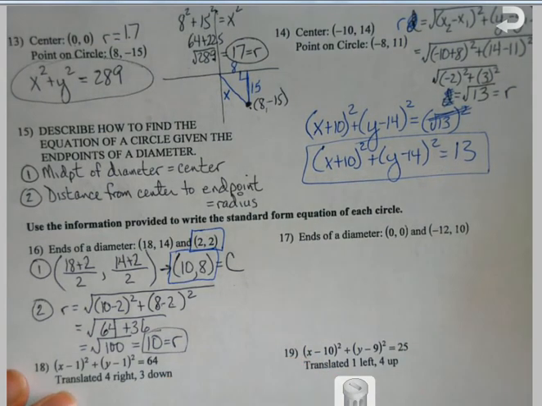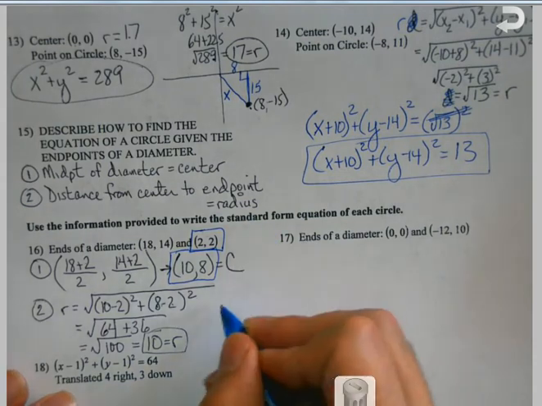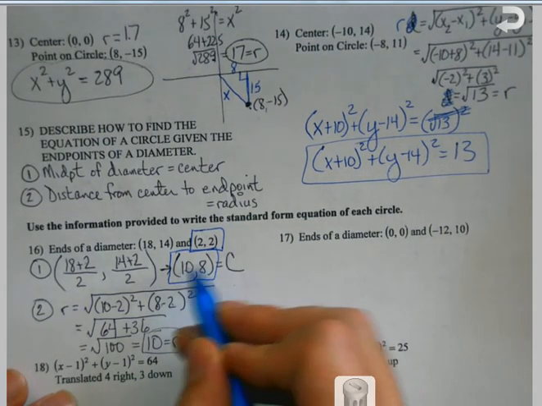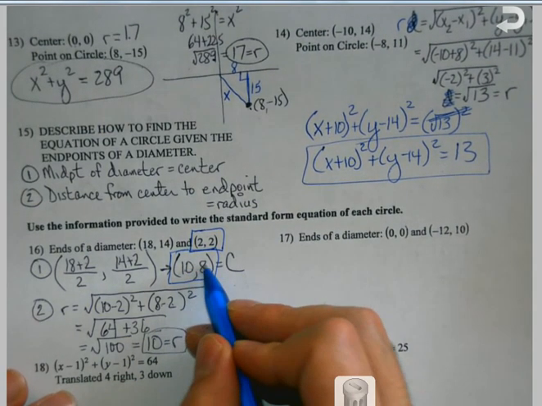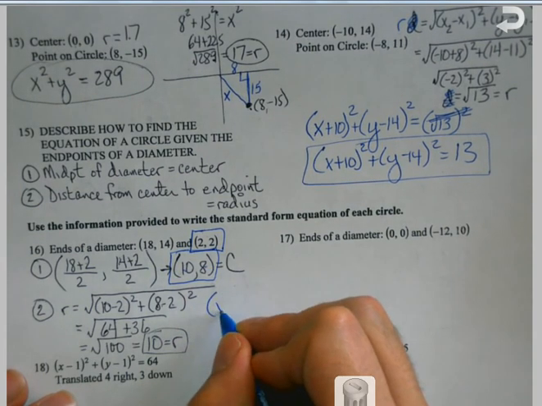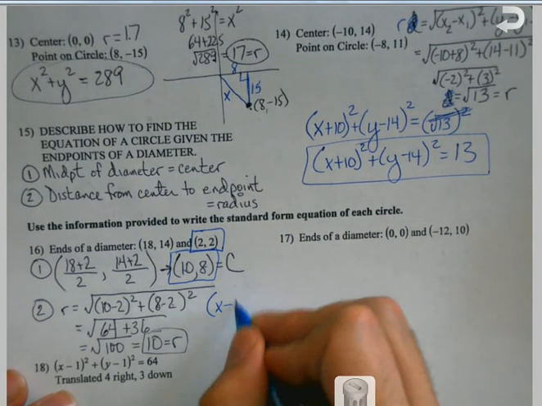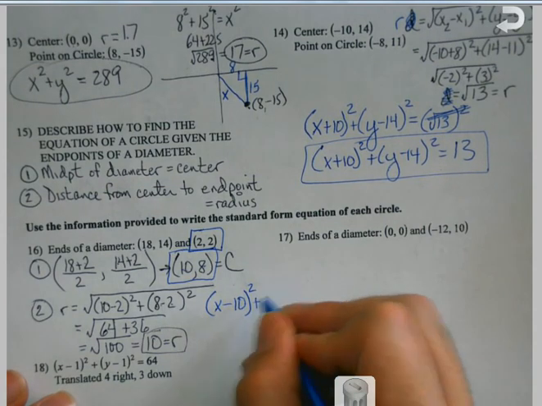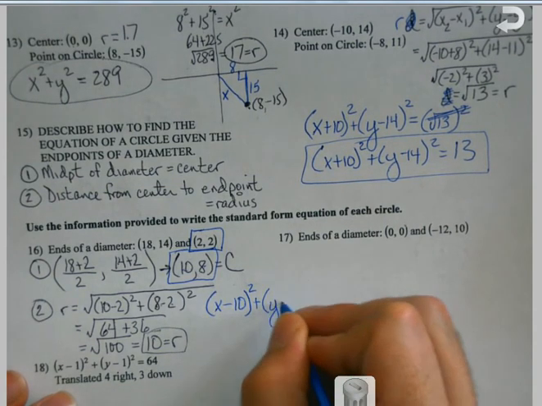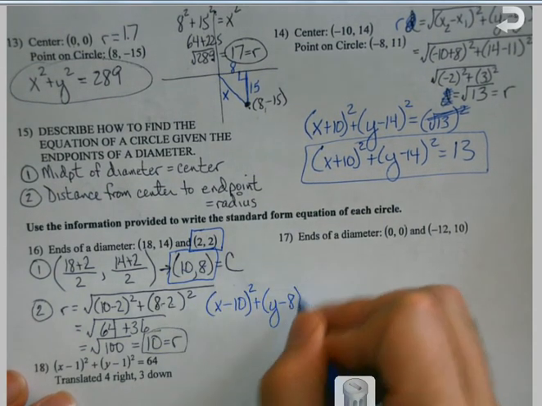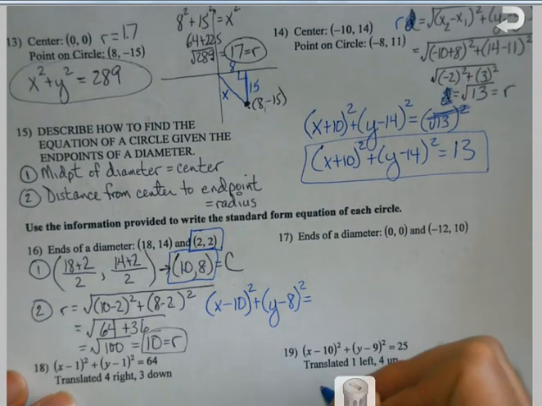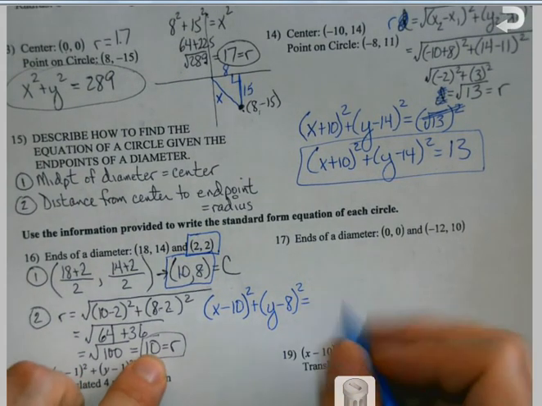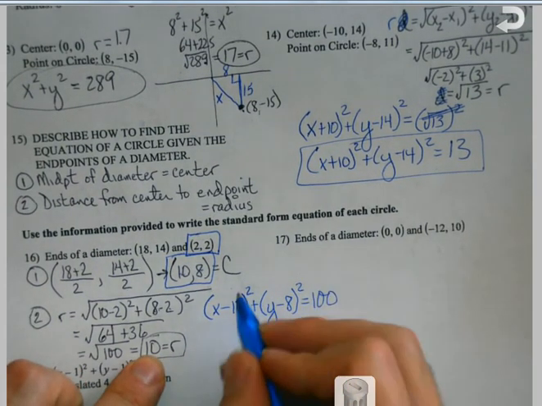You're like, all of that just to get, now I still got to write the answer. It's true. So now to find the answer, again, these are the values I put in for h and k. So x minus h squared plus y minus k squared equals my radius squared, and 10 squared is 100.